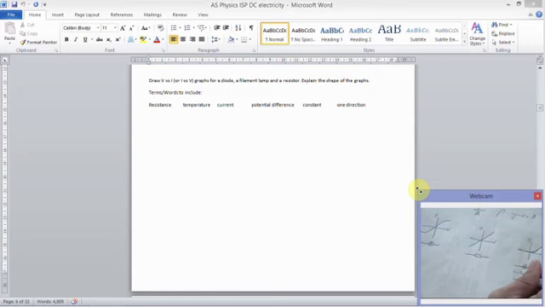In terms of the resistor, in this situation V is directly proportional to I at constant temperature. You have to state constant temperature. That's a law, that's Ohm's law. So this obeys Ohm's law because V is proportional to I at constant temperature. So that's the resistor obeying Ohm's law.